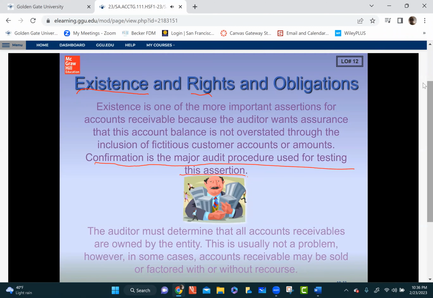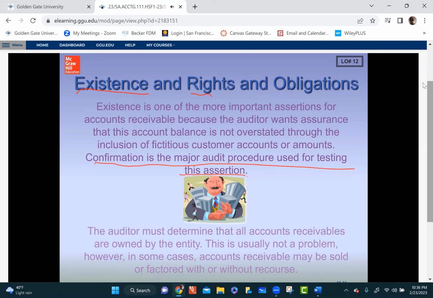In fact, the standards actually call out confirmation as a required procedure. However, we're going to see that if you can't do confirmation, they will let you do something else, but you really should do confirmation in most cases.